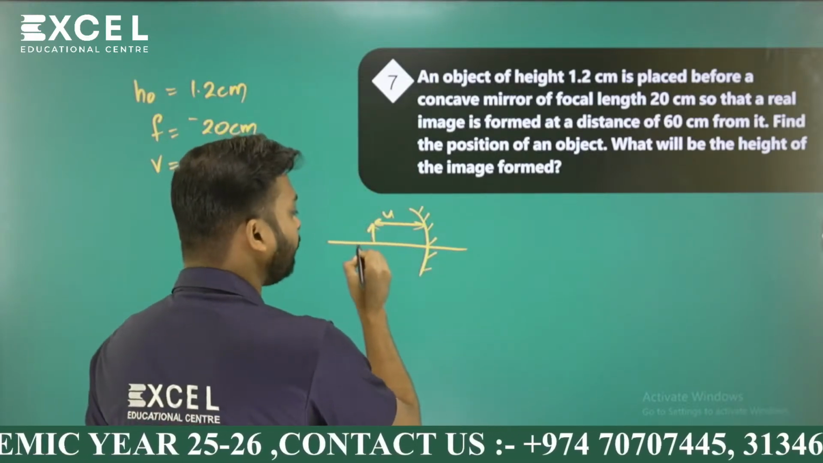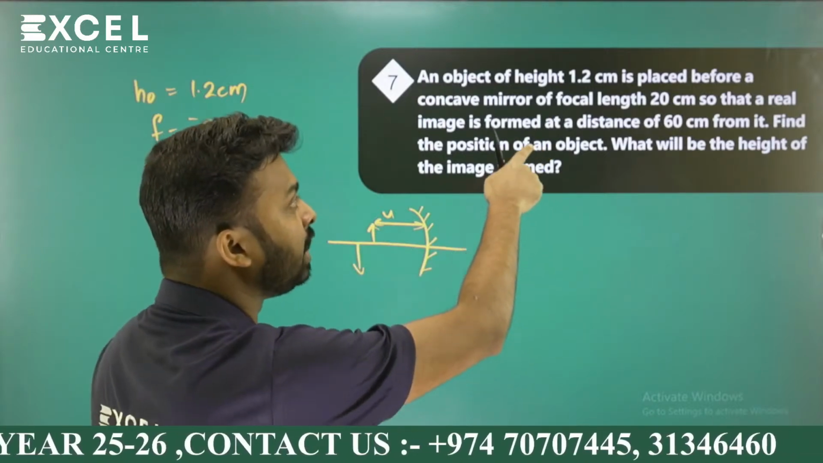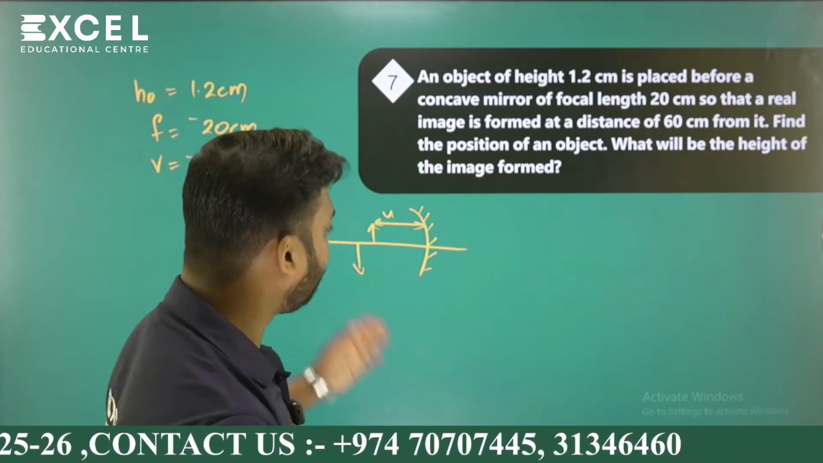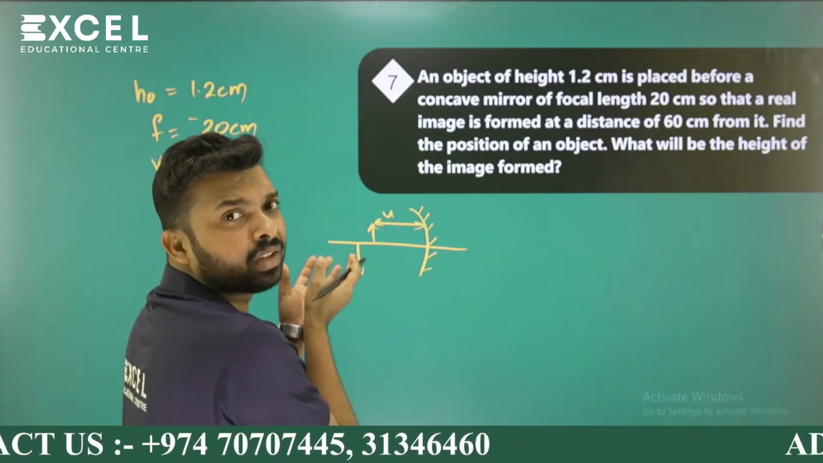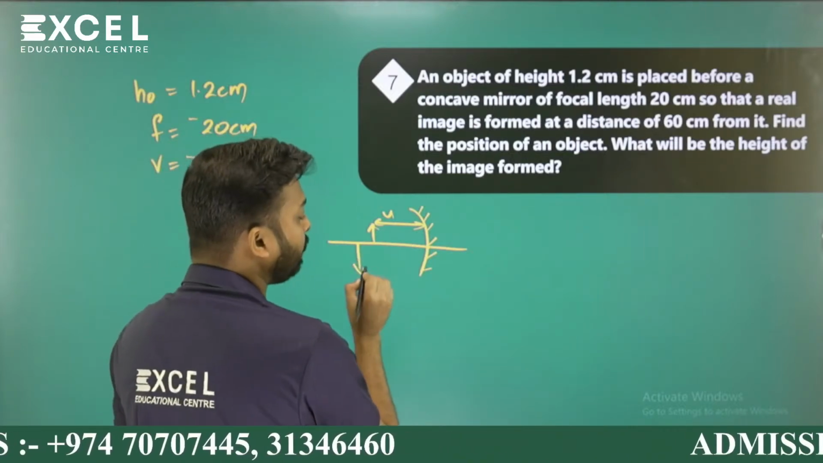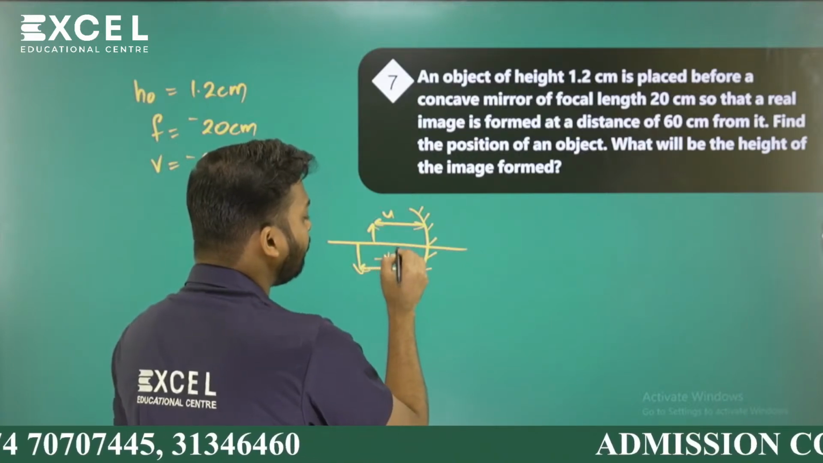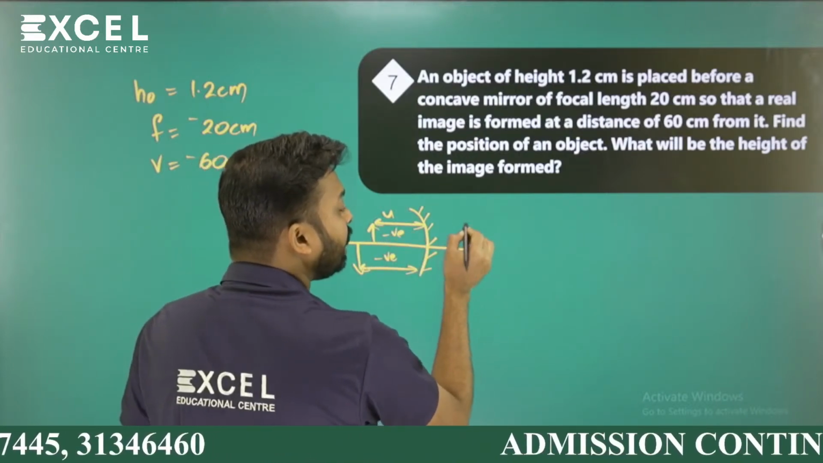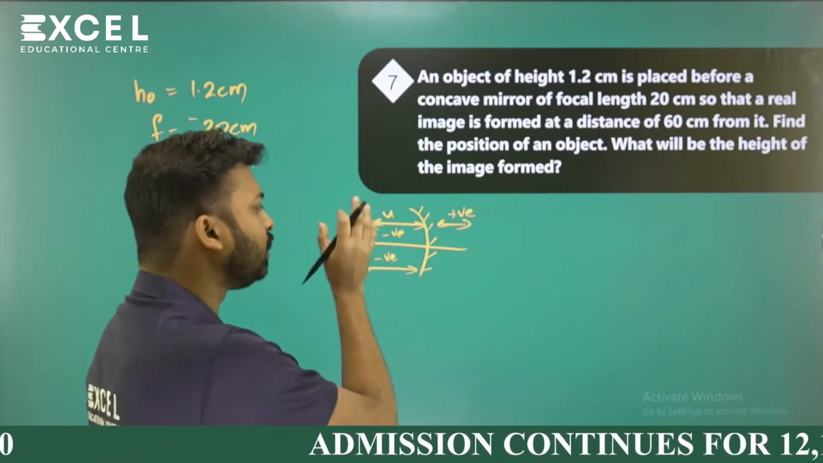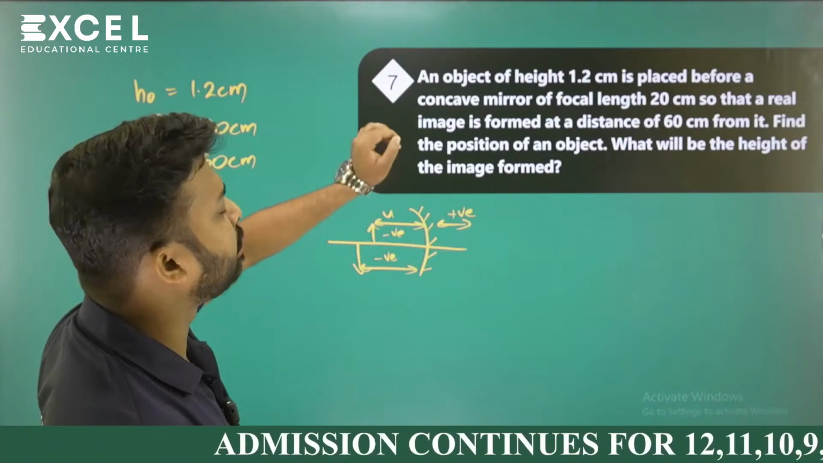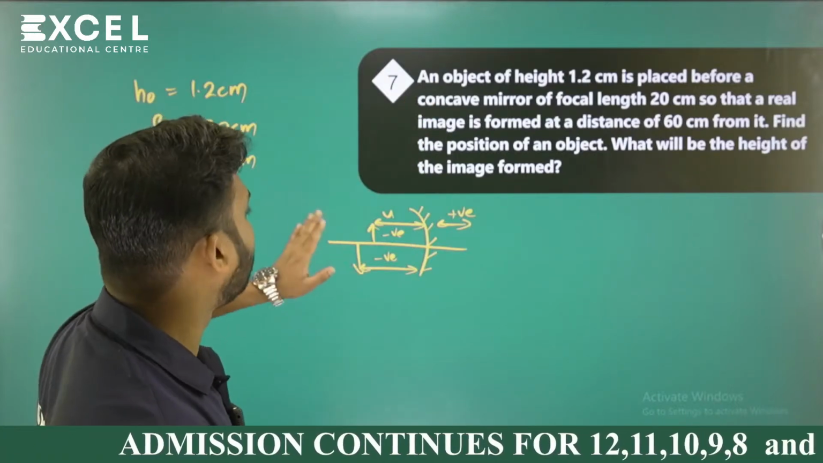If the image is formed here, see, here it is formed as a real and inverted image. Hope you know how the image formation happens in the concave mirror. So it is forming on this side itself, so it is again negative. This is also negative. If the image is formed on the other side, it will be positive. So focal length and image distance have to be taken as negative.